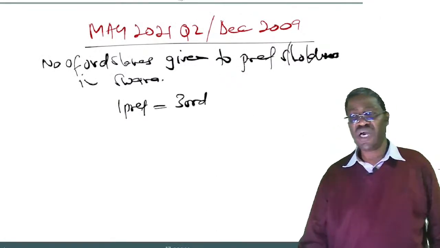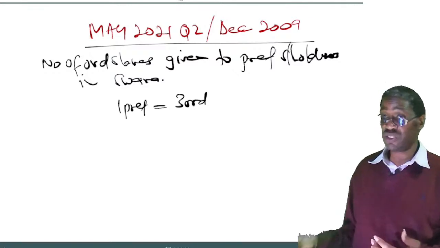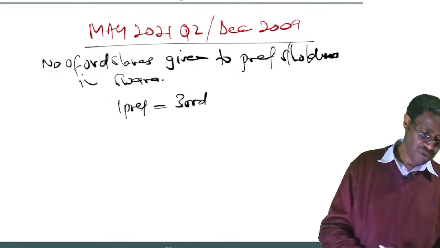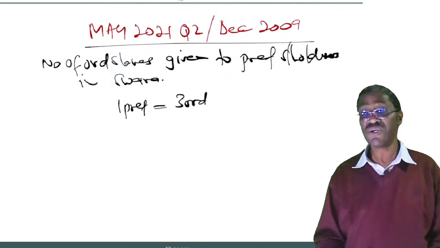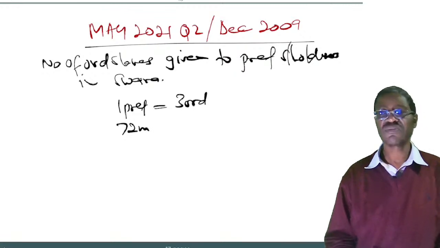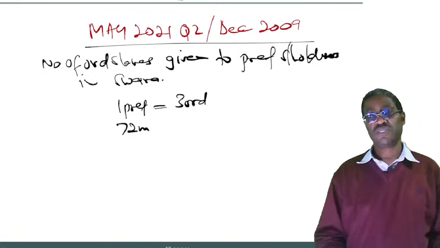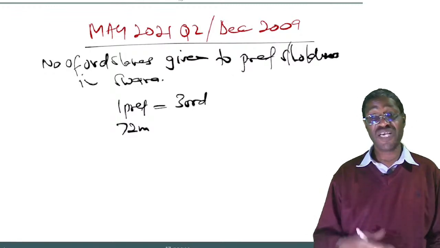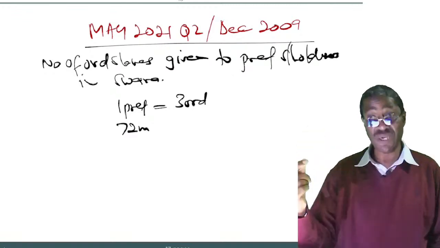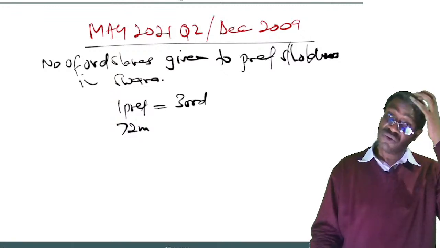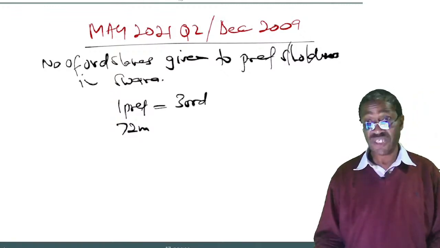So let me just divide 3.6 million by 50. How many shares are those? That gives me 72 million. Remember, our figures are already in thousands. It was 3.6 billion, but I've left the thousands so that I work with figures in thousands. Good. So what about 72 million?